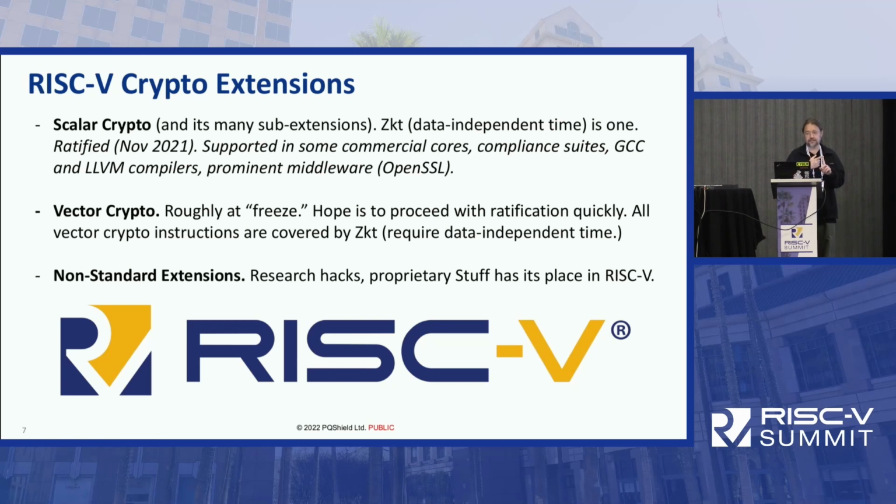So just a reminder of a few things. Zkt, this data independent time extension, is part of the scalar crypto extensions that were ratified last year, at the previous RISC-V Summit. So we've had scalar crypto out for a while. It's in some commercial cores. You can buy it from a very prominent RISC-V vendor. It's in compliance suites; Imperas has it. It's in GCC and LLVM toolchains, and recently we have scalar crypto in OpenSSL as well. So scalar crypto exists, and Zkt, this particular specification, you'll find in one of the chapters of the scalar crypto spec. Now this also applies to vector crypto, of course.